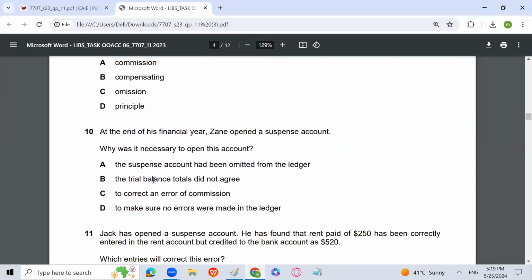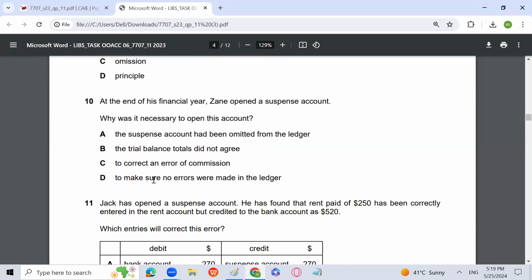At the end of his financial year, Zan opened a suspense account. Why was it necessary to open this account? The suspense account had been omitted from the ledger. If the trial balance totals did not agree, to correct an error of commission, to make sure no error was made in the ledger. Very well, the answer is: the trial balance total did not agree, then we have to go for opening a suspense account. The trial balance totals did not agree. That is the right answer.